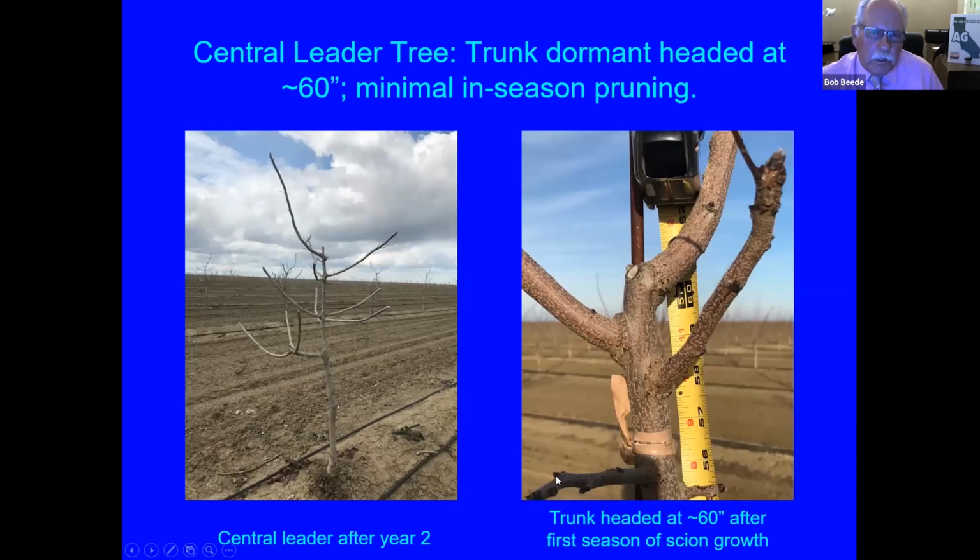Now, I told you I'd mention the central leader system, which is one that is not uncommon to pomology.